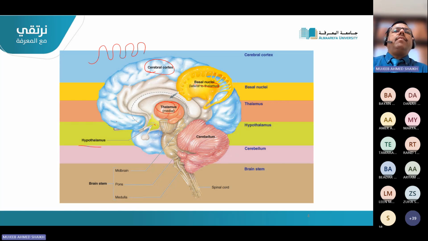Then the continuation of this area will be the pons, medulla oblongata, and midbrain. This is called the brainstem, which contains midbrain, pons, and medulla oblongata. So the midbrain is here, then the pons, then the medulla oblongata, which will continue as the spinal cord. This is how the areas of the brain are divided.